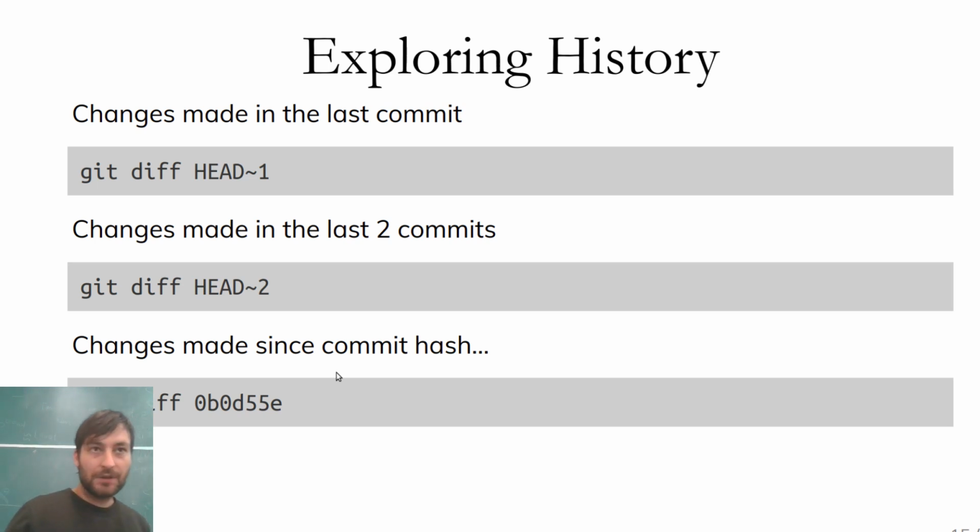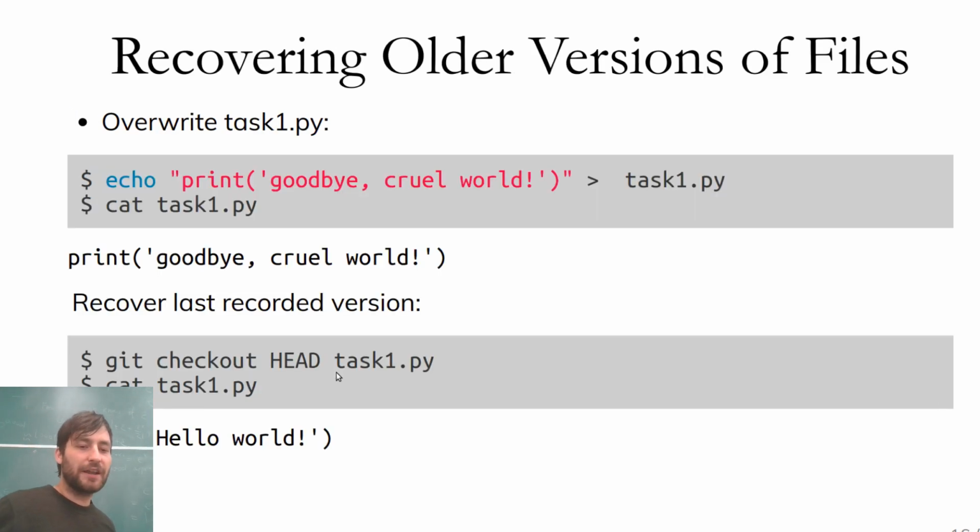All right. So let's say now we have a history of changes, and we want to go back to an old change. So let's say I made a new change. Instead of saying hello world, I say goodbye cruel world. So now my file task1 says goodbye cruel world. But then I realize that's way too dark, and so I want to go back to hello world.